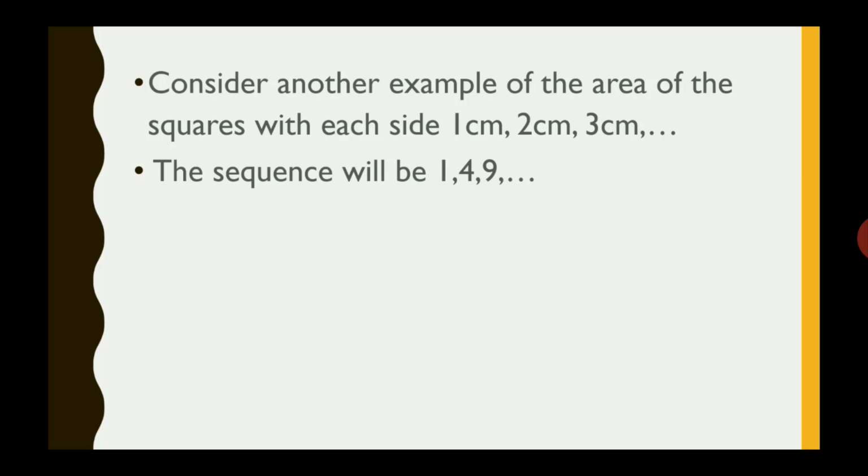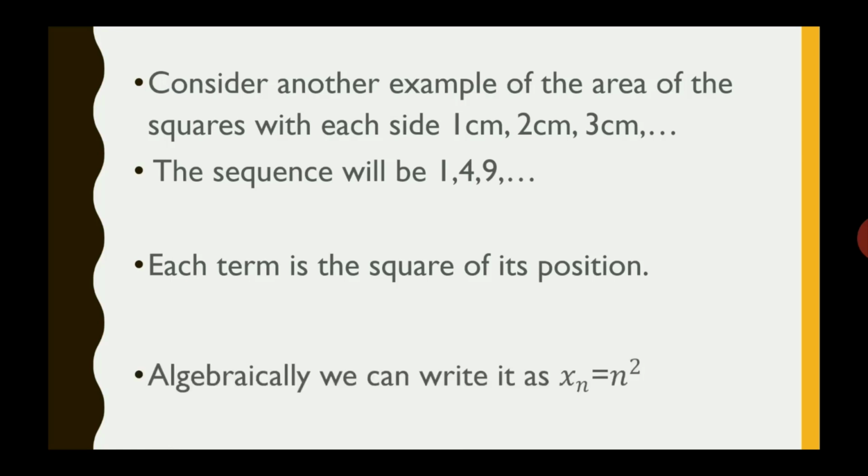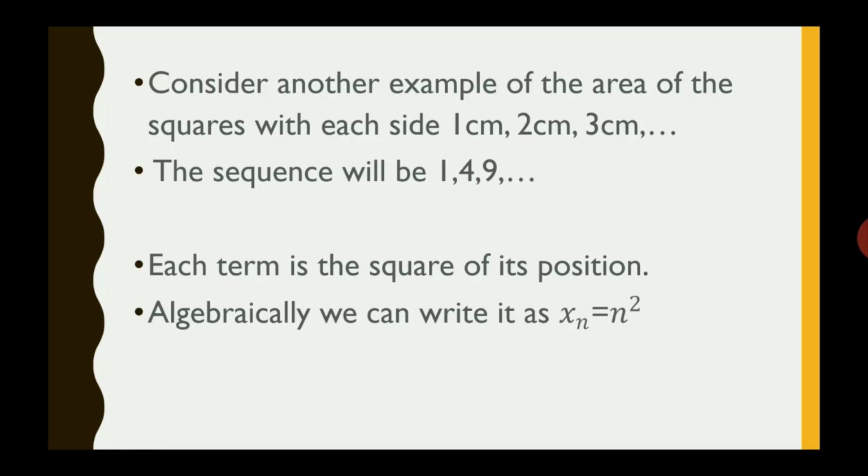Yes, each term is the square of its position. We can say 1 square, 2 square, 3 square, like that. So algebraically we can write it as xn is equal to n square. So what will be the algebraic expression for the sequence? Yes, the algebraic expression of the sequence will be xn is equal to n square. Hope you understood this example.